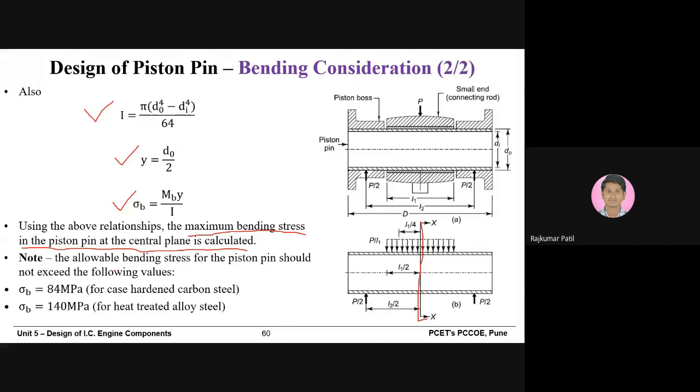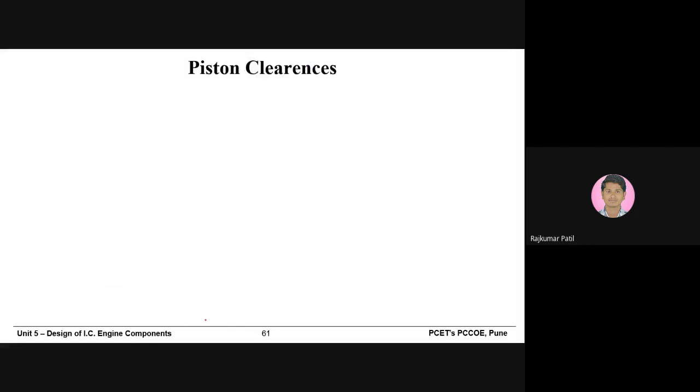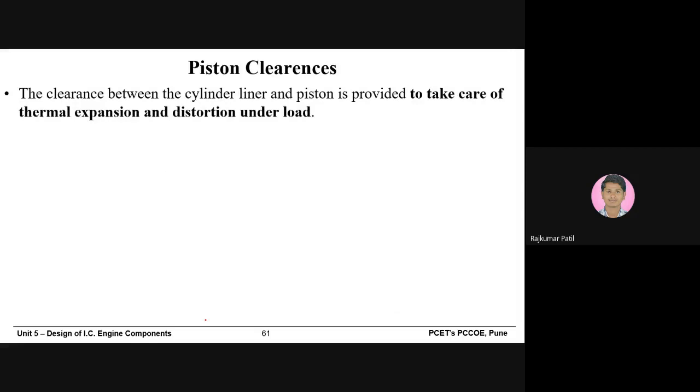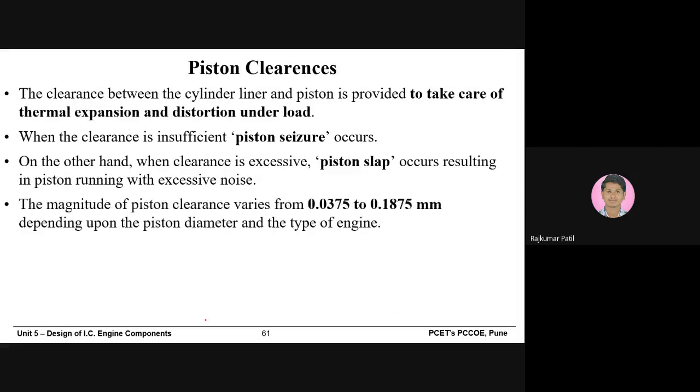Again, you need to note down a few things. The allowable bending stress for the piston pin should not exceed the following values: sigma B equal to 84 megapascal for case hardened carbon steel, and sigma B equal to 140 megapascal for heat treated alloy. So only a few things left.